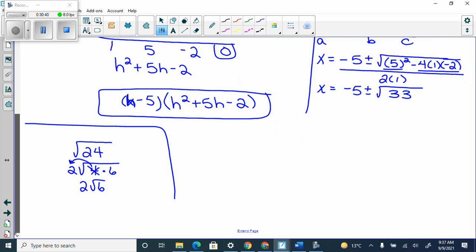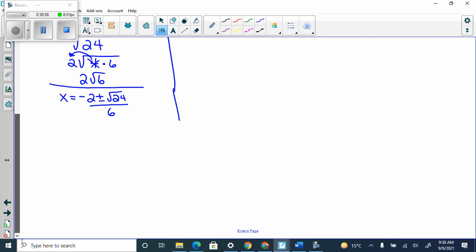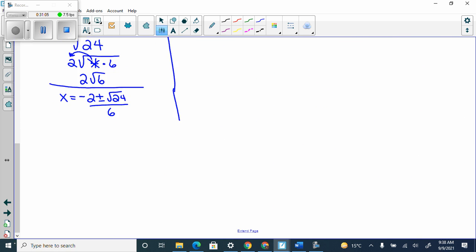My second reminder. Say we have x equals, once again, nothing to do with this question, negative 2 plus or minus root 24 over 6. Say that was our answer, not this 33 garbage that we got, which made our life substantially easier, just so you know. I'm just going to stop moving it. Okay, so the 24 we know broke down into 2 and 6, right?